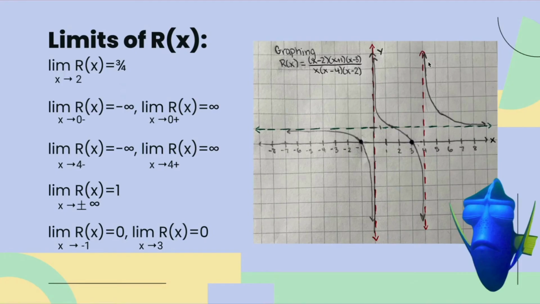The limit as x approaches positive and negative infinity is 1, considering the horizontal asymptote, and including the rational roots, the limit as x approaches negative 1 is 0, and the limit as x approaches 3 is 0. Overall, there are infinite discontinuities when x approaches 0 and 4, and of course the removable discontinuity at x equals 2.